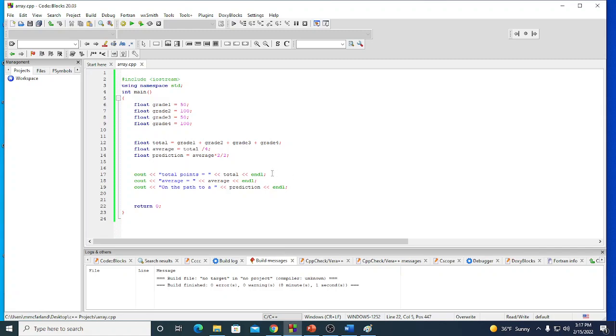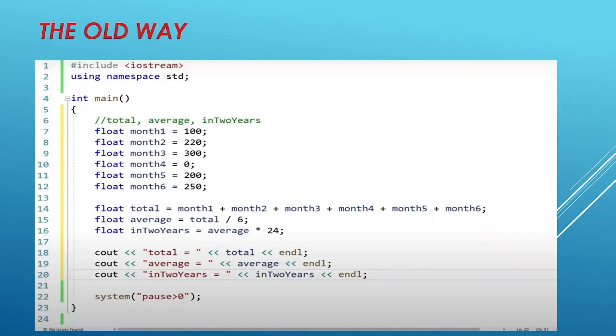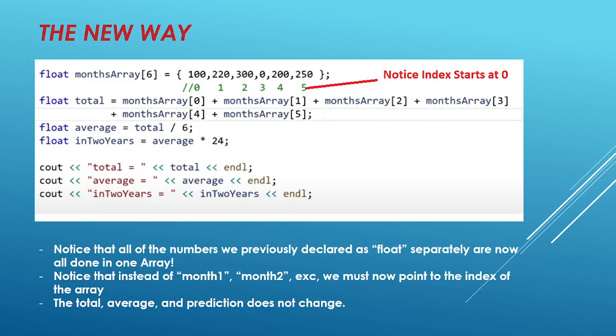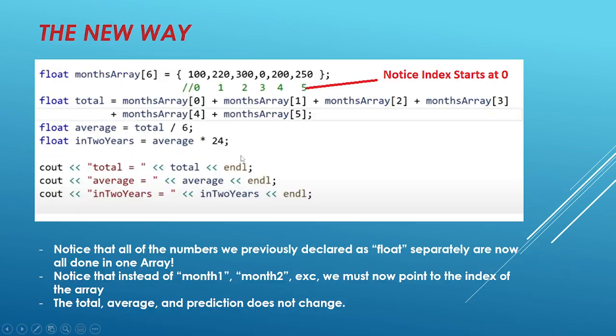So what we want to do is refer back to our PowerPoint and convert this over to an array. So let's see how we did it before. So here's our old way. This is what we're looking at, just a different data type, different set of variables. So we want to take everything that is here and put it in float months array, brackets for the 6. Well, in our case, it would be a 4, and then put all our variables in there just like that.